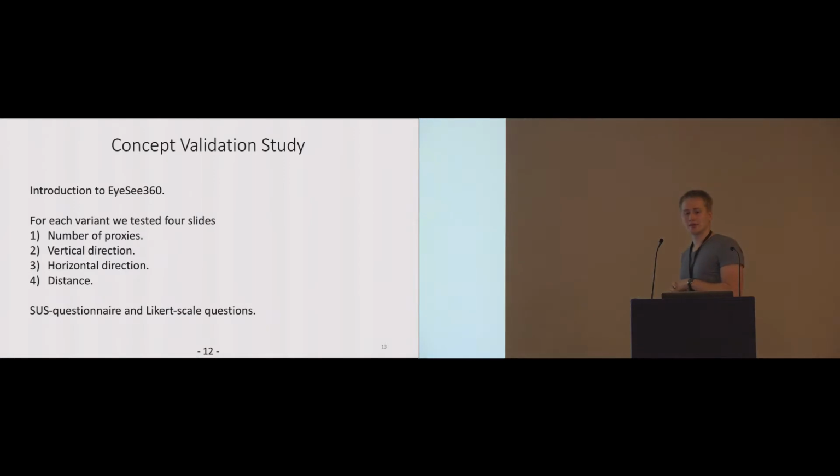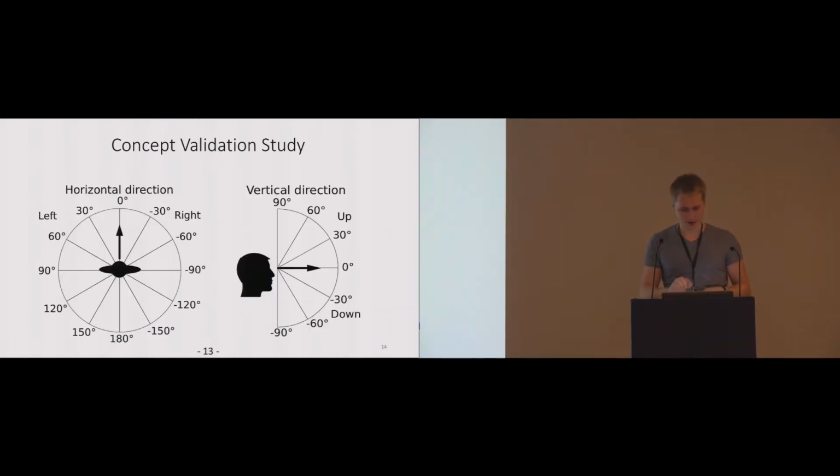What we did then was a concept validation study. We created slides based on the 3 versions we had. We showed 4 slides for each of the variants and asked how many proxies. Proxies are the dots that are representing these out of view objects. How many proxies did you see? What's the vertical direction? What's the horizontal direction? And what's the distance? In the end, we came up with a questionnaire and some Likert scale questions.